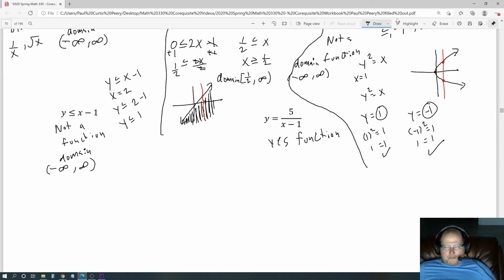Okay, how about over here? This is a function, but that's irrelevant to what the domain is. Does it have a limitation on the domain? Are there any variables in the denominator? Any x's in the denominator? And the answer to that is yes. So this does have a limitation on the domain.